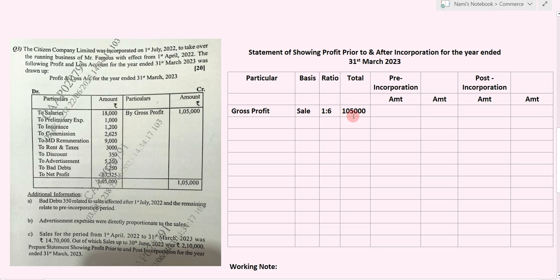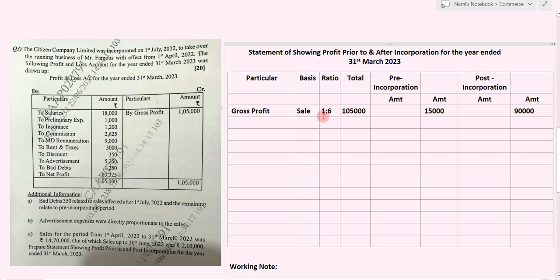So 1 lakh 5,000 divided by 7, multiply it by 1. So how much do we get? 15,000. Write it in the credit side of pre-incorporation, and the remaining 90,000 belongs to post-incorporation.